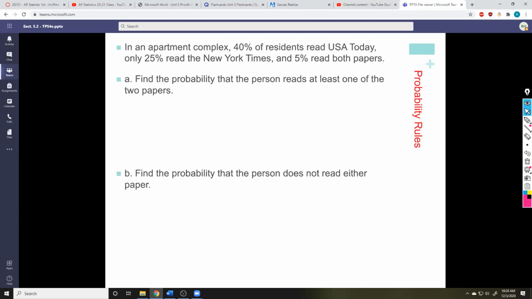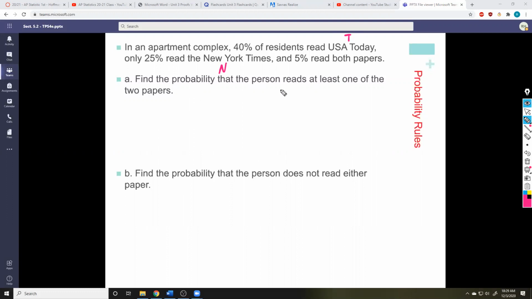So I'm going to do part A without the Venn diagram, with just the typical rule for probability, and then we'll make the Venn diagram. So find the probability that the person reads at least one of the 2 papers. So I'm going to do T for USA Today, and I'm going to do N for the New York Times. I'm not going to use U because I'm going to use it for union.